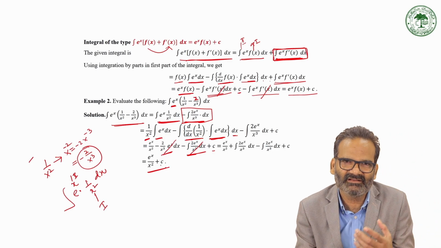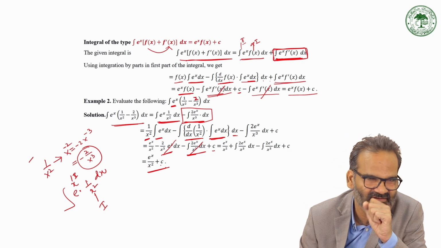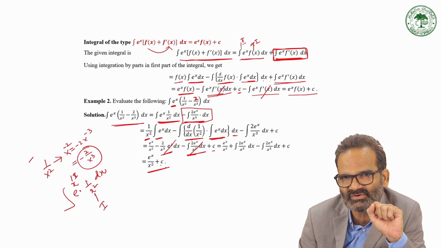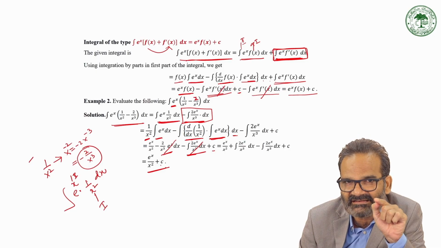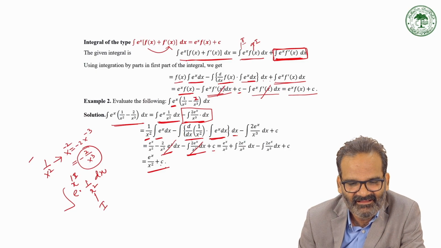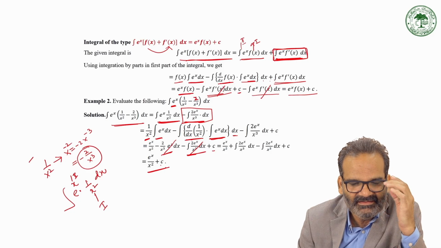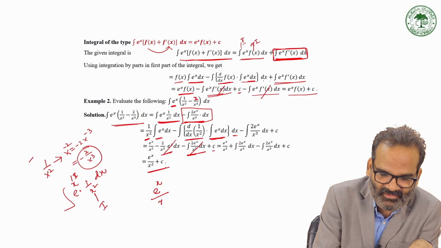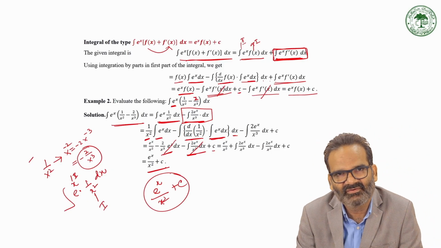So what does it mean? It means the integral of a function of the type e raised to power x times f x plus f dash x dx is equal to e raised to power x into the first function. See, here the first function is 1 upon x square. So its integral should be e raised to the power x upon x square plus c. Hence, we are getting the same result.